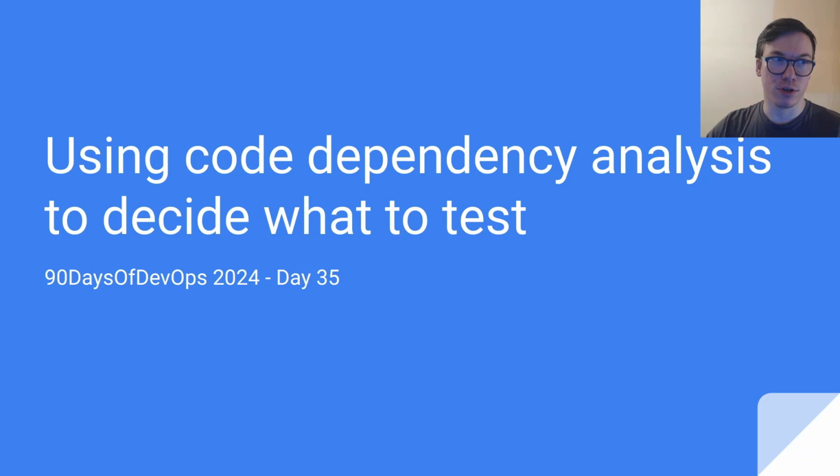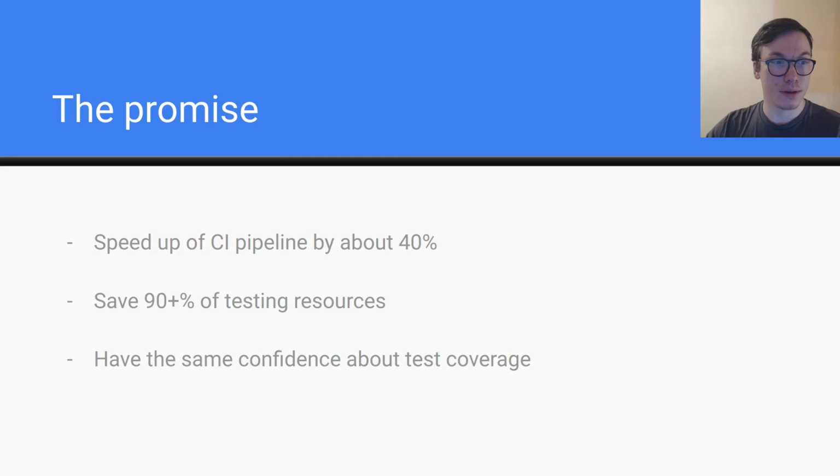My name is Patrick Kussebauch and today I'm going to show you how you can use code dependency analysis to help you decide what to test. So the premise for today is that I can help you speed up your CI pipeline by about 40%, as I will show in the demo.